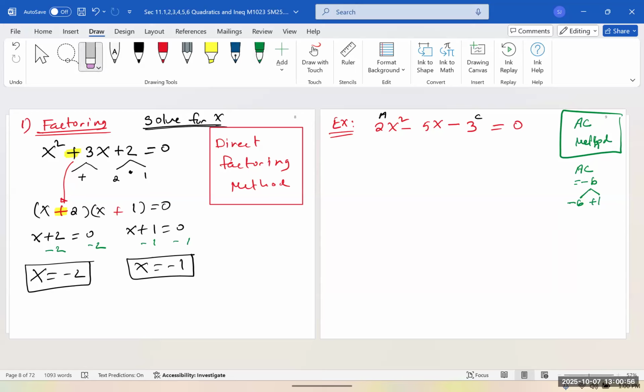Once you find these two factors, you're going to rewrite this middle term. Not -5x anymore. It should be -6x and +1x, right? -6x plus 1x gives you -5x. So we need to rewrite that. The 2x squared doesn't have any problem and -3 doesn't have any problem, so you just bring them down. So what we did here is we rewrote 3 terms into 4 terms.